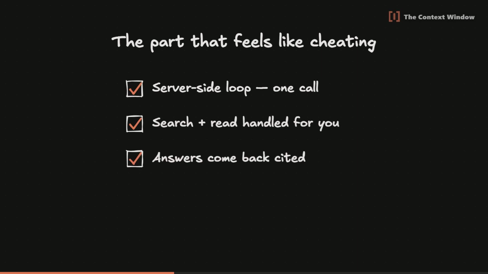And here's the part that feels like cheating. Because web search is a server-side tool, you don't even write that loop. Anthropic runs it for you. The searching, the reading, the looping all happen inside a single API call. What lands back in your code is the answer, with citations attached, real links, not made-up ones.